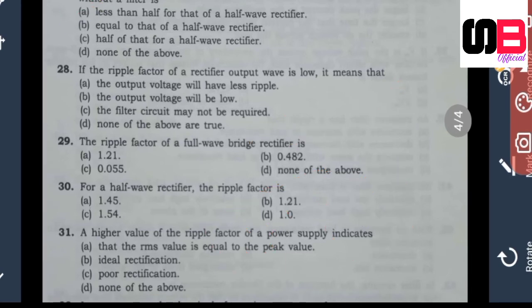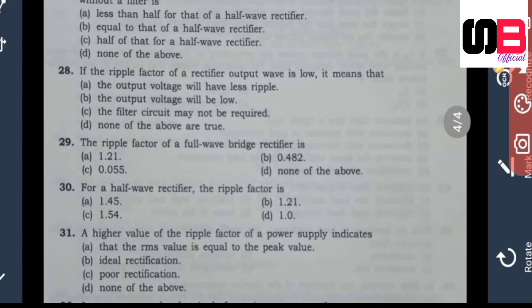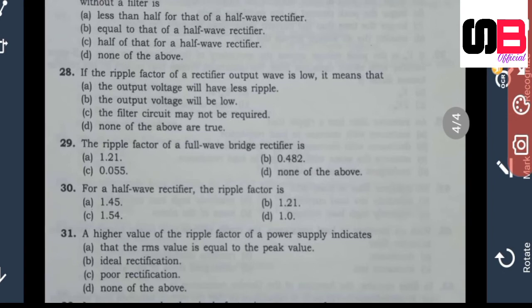Okay, the next one: if the ripple factor of a rectifier output wave is low, it means that option A, the output voltage will have less ripple; the output voltage will be low; the filter circuit may not be required; none of the above. And the option is, the output voltage will have less ripple.